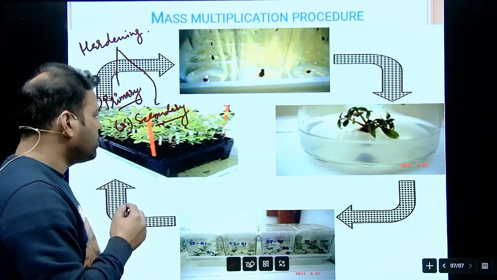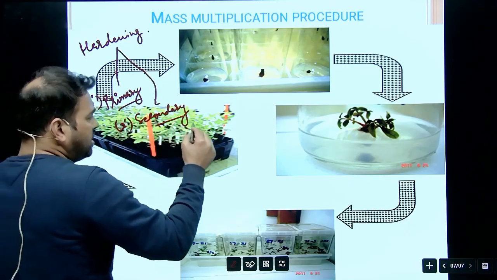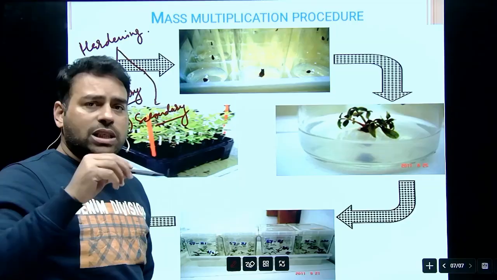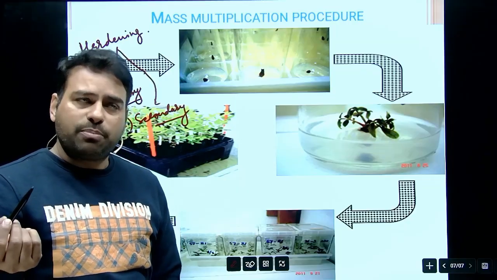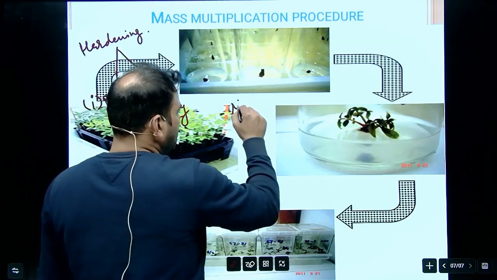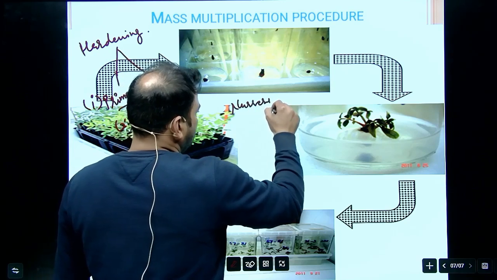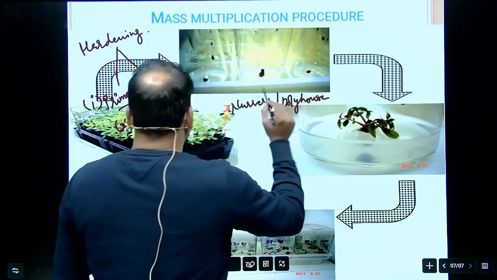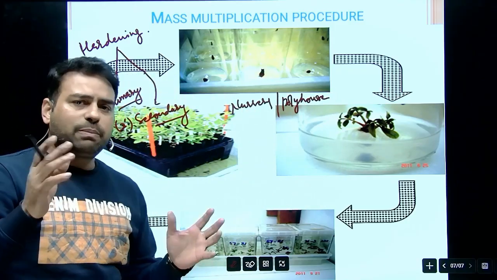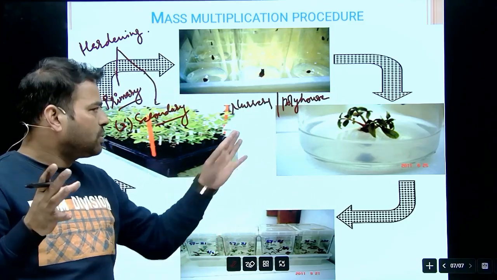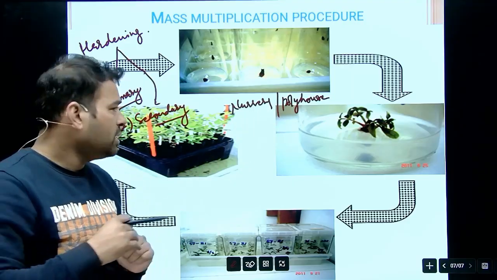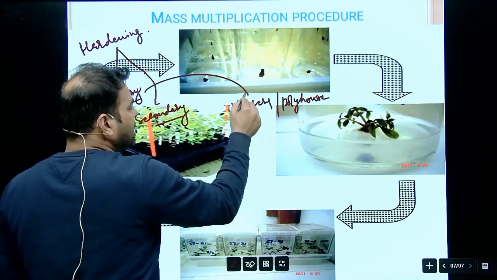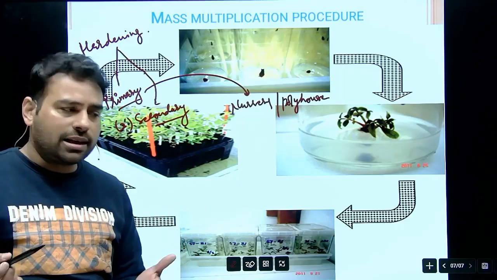So what we have to do is firstly transfer these plants to a nursery or some polyhouse. We are transferring these plants from our lab to a nursery or polyhouse. This is called primary hardening.